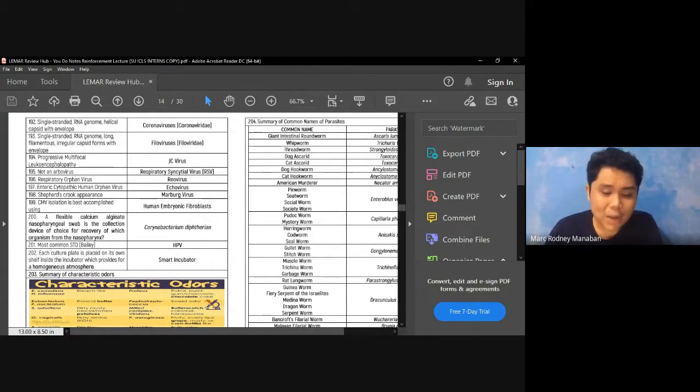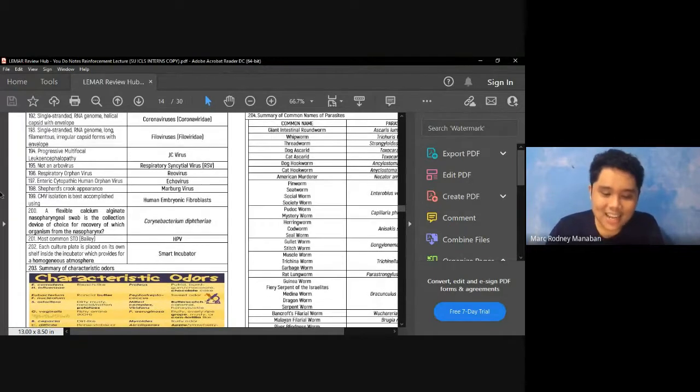Okay? So why is it called orphan? Because these viruses were first isolated without determining what disease they cause. So the virus was discovered first, before the disease. Next, Shepherd's crook.